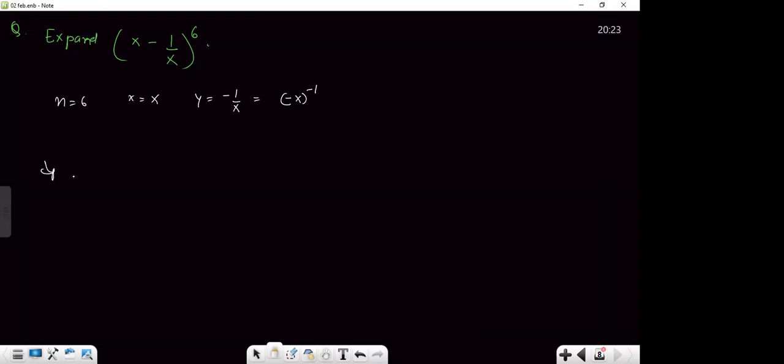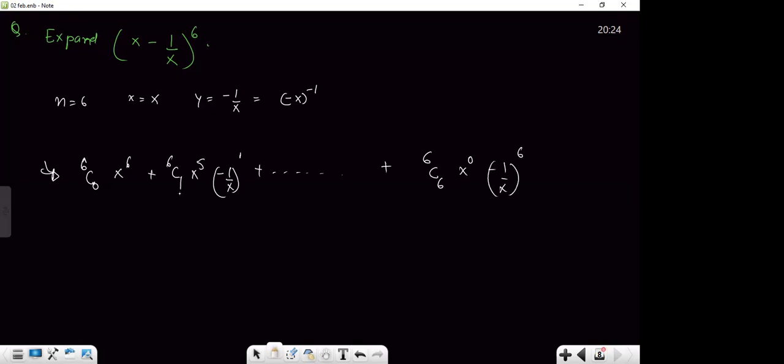So in the binomial expansion, 6C0 x raised to power 6, and power 0 means nothing, plus 6C1 x raised to power 5 into minus of 1 by x raised to power 1, and it will go on and on. The last term will become 6C6 x raised to power 0 into minus 1 raised to power 6. It will be very tedious for us to do the calculation again and again. So instead of that, we'll just find a solution by finding the general term.